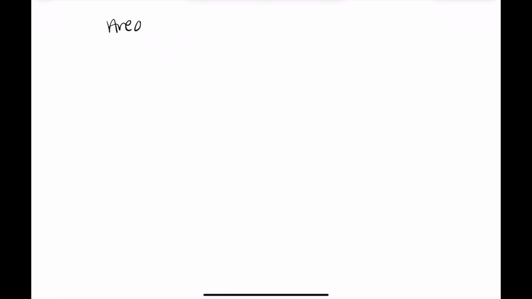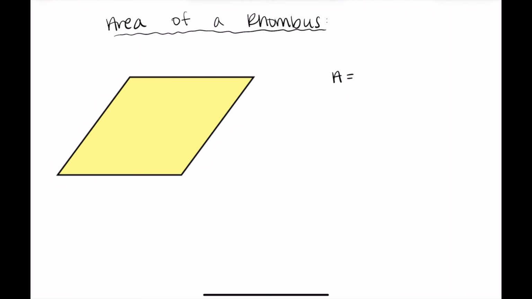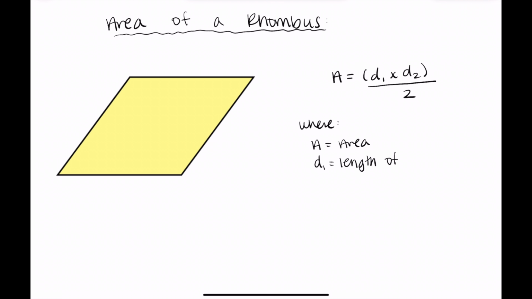So last but not least, we have the area of a rhombus. So we're going to go through, again, same thing as before. We'll have our diagram, we'll write out the formula, and we'll go through and label what every letter and term in that formula stands for. So we have our rhombus here in yellow. Our formula is A equals D1 times D2, that whole thing divided by 2. So capital A, we know by now, that stands for area. D1, that stands for the length of diagonal 1. D2, same thing, that just stands for the length of diagonal 2.